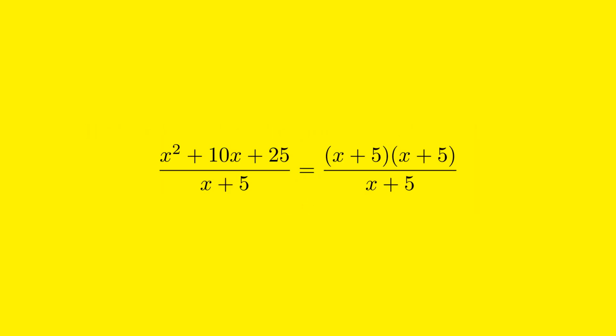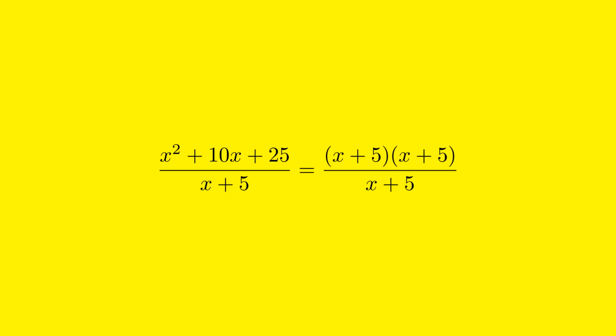First, we start by examining the given rational expression. We have the numerator x squared plus 10x plus 25 divided by the denominator x plus 5. To reduce this expression to its lowest terms, we need to factorize both the numerator and the denominator. Let us begin with the numerator, which is x squared plus 10x plus 25.